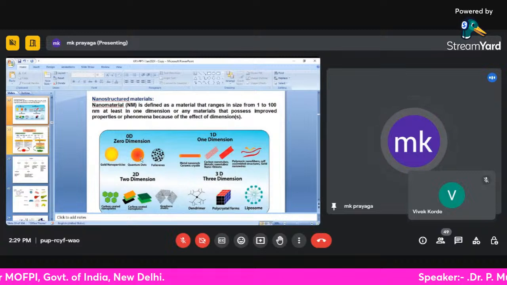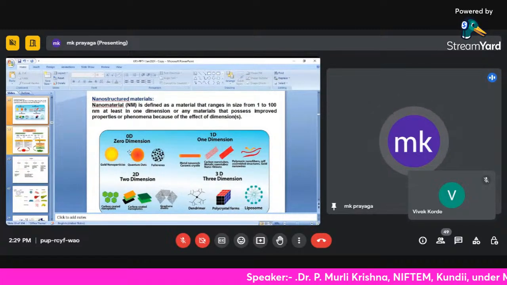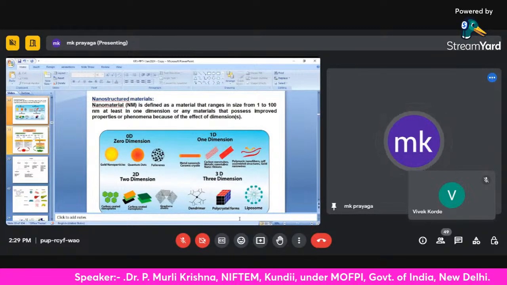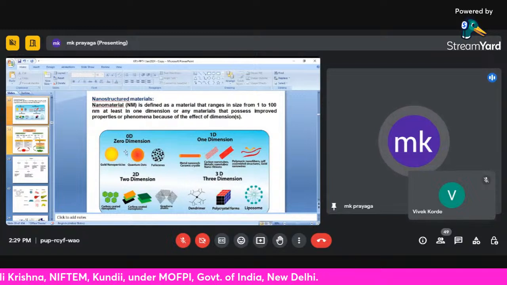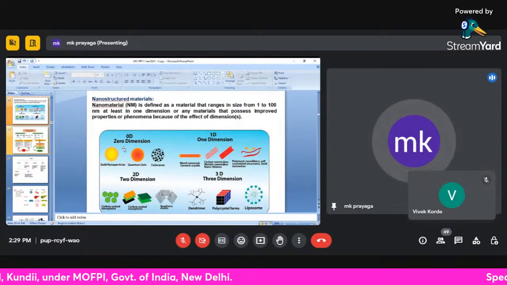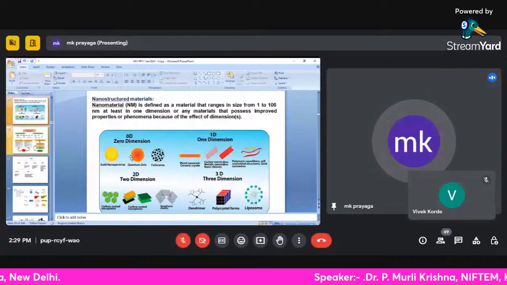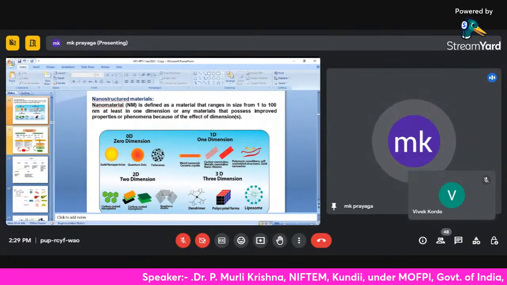Dimension is required. Okay, so based on this dimension, we have different types of materials which we can explain: zero dimension, one dimension, two dimension, three dimension. Zero dimension, of course, is quantum dot structures. Optically, they are very active materials. We have different optical tuning structures available in this zero dimension. Semiconducting materials you can show, and of course, fullerene also comes here.